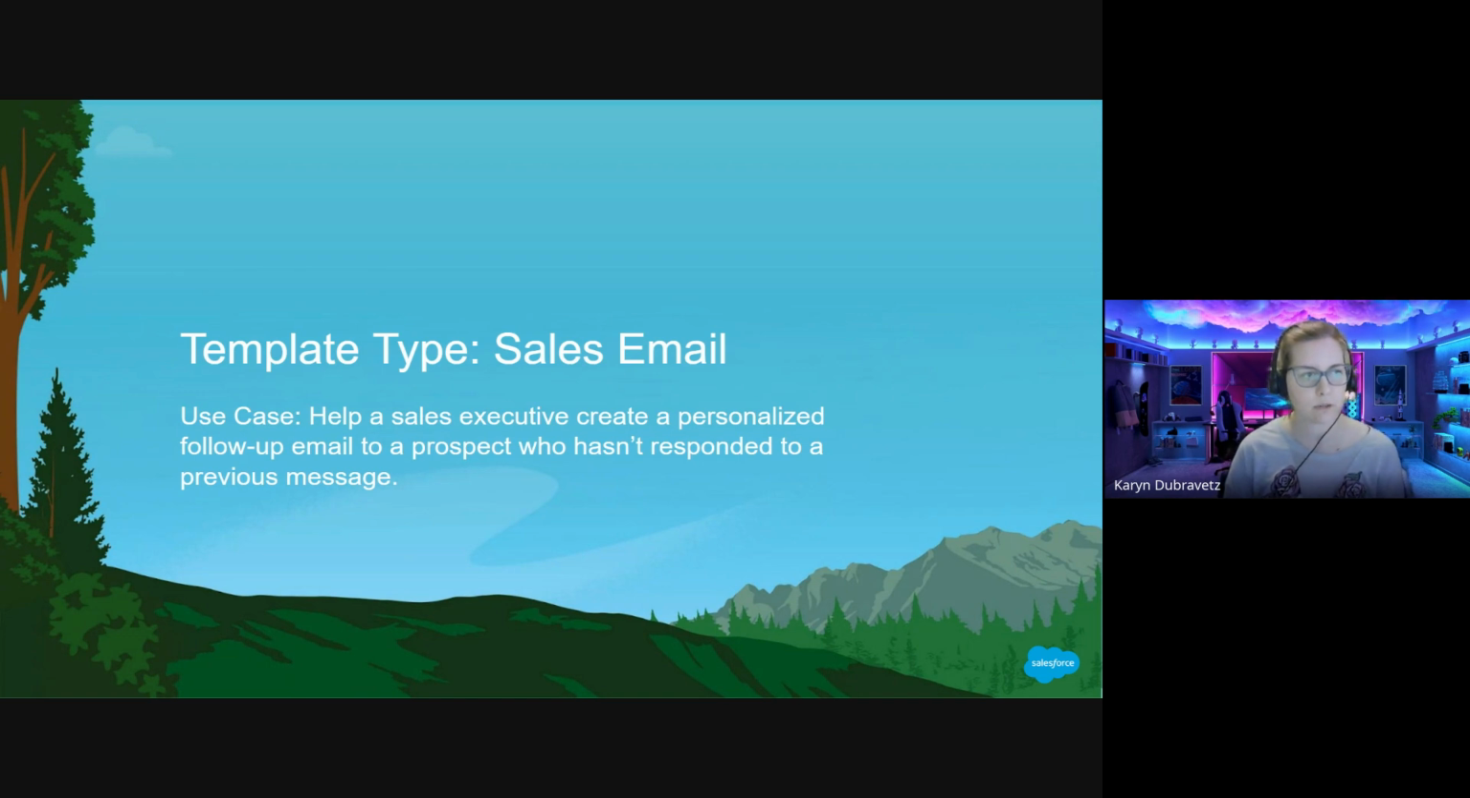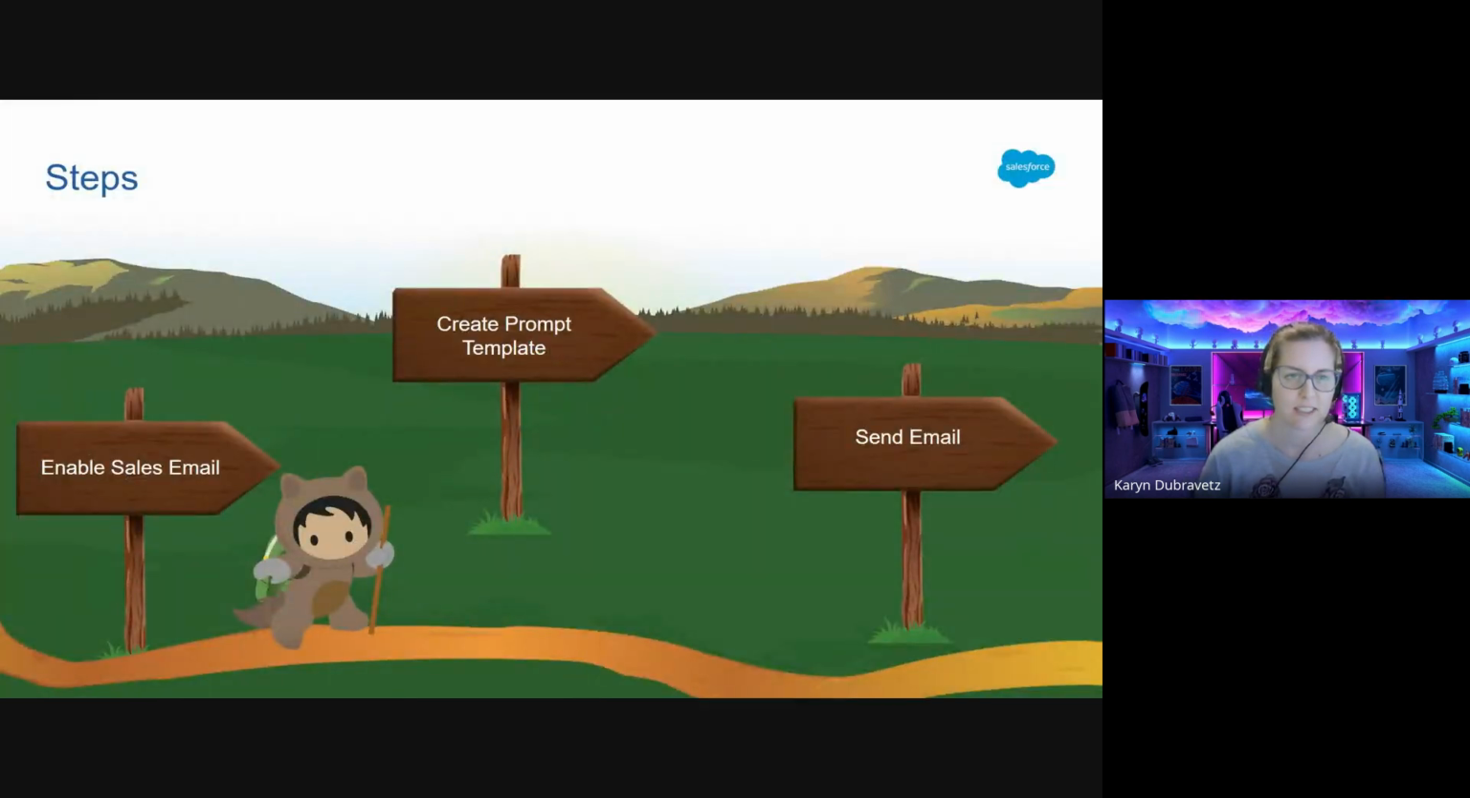All right, so the next type of prompt template that we'll cover is the sales email type. Our use case here is to help a sales executive create a personalized follow-up email to a prospect who hasn't responded to a previous message. And thank you to Salesforce Ben, which I got a little help with some use cases from one of their articles. Okay, so for this prompt template, we're going to enable sales emails and create our prompt template, and then I'll show you from the user side how to send the email.